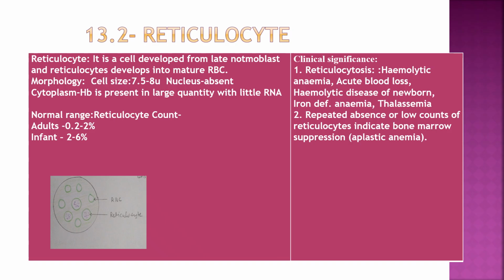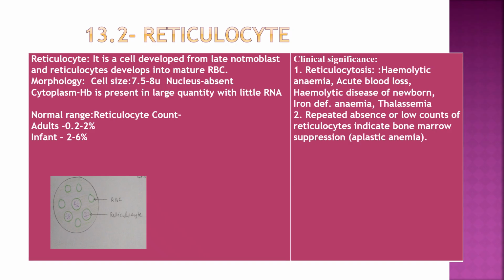Reticulocyte is an immature RBC which is developed from the late normoblast, and then it continues to develop into the RBCs. The cell size is around 7.5 to 8 micron, nucleus absent, but the cytoplasm contains hemoglobin in large quantity with little RNA, ribonucleic acid. The normal range of reticulocytes in adults is 0.2 to 2%, in infants it is 2 to 6%.